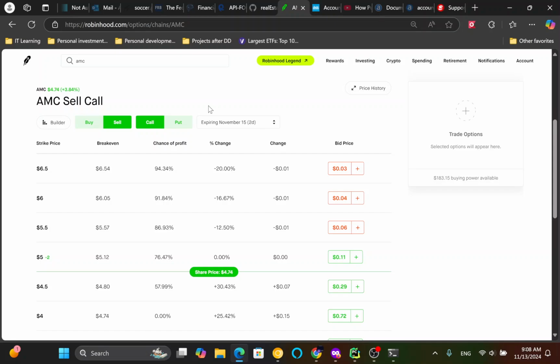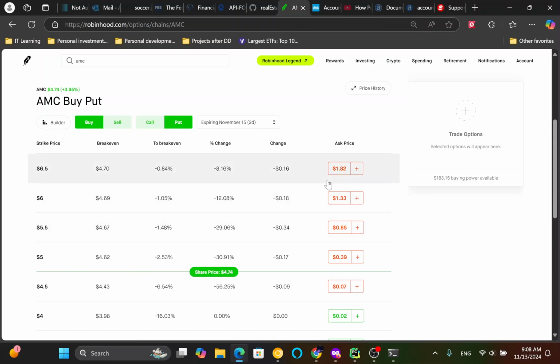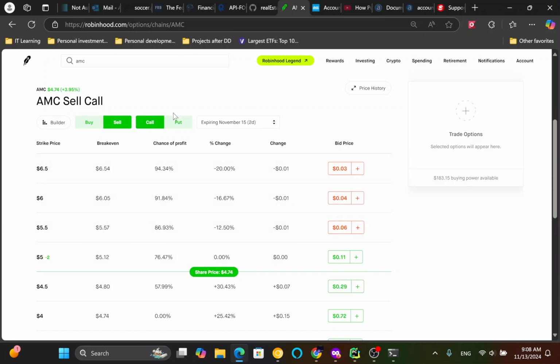And the last one is sell put. You agree to buy a stock at a set price if the buyer chooses to exercise the option. This is profitable if the stock price rises or stays steady. It allows you to keep the premium. And for buyers, if you buy a call or put, you are paying the premium. And if you are a seller, you are receiving the premium. And that brings us to covered calls.